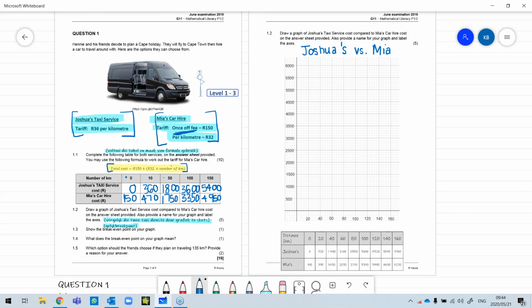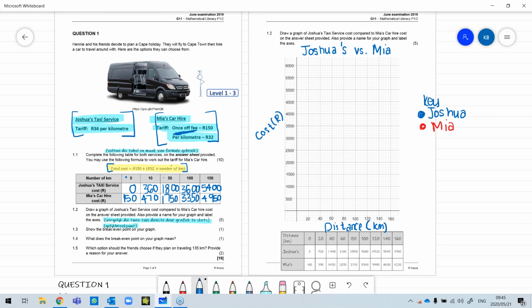On the y-axis, we are going to look at the costs in rand. On the x-axis, it is going to be the distance in kilometers. Okay, and then let's say our key, blue for Joshua, and then the graph representing Mia's cost, we'll draw in red.